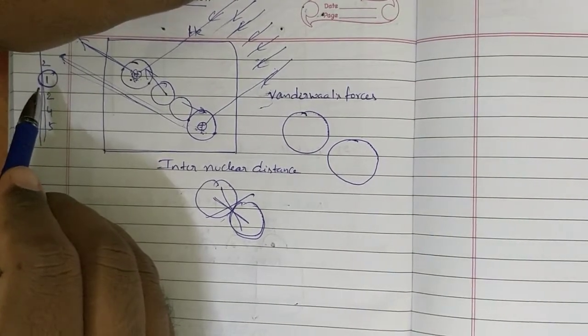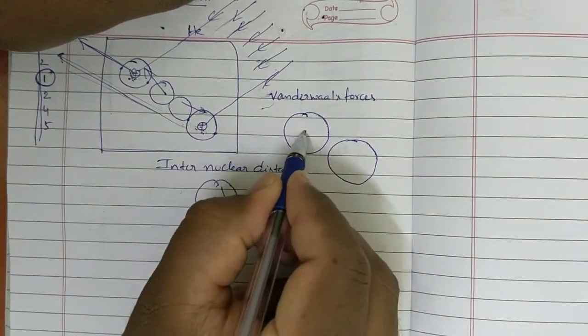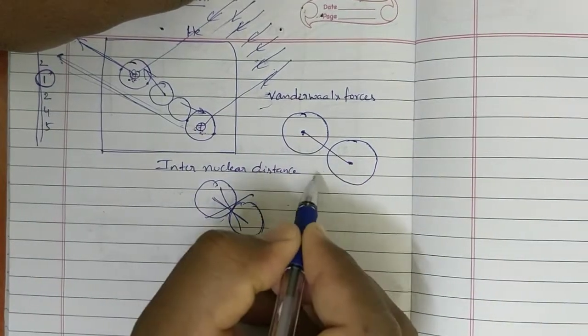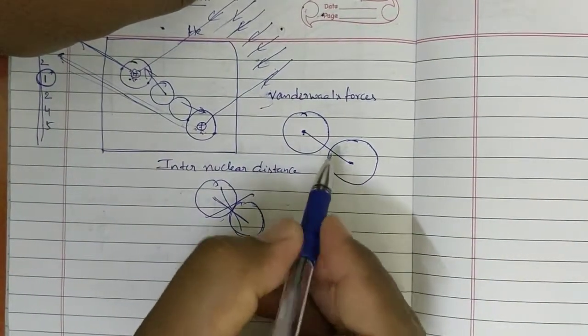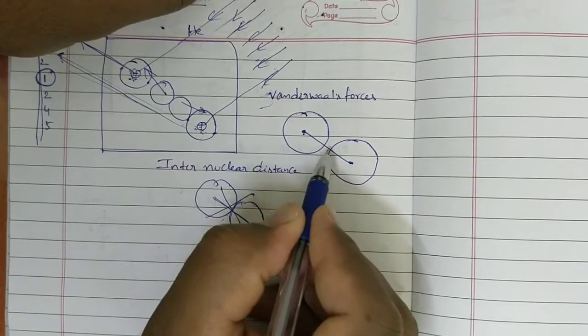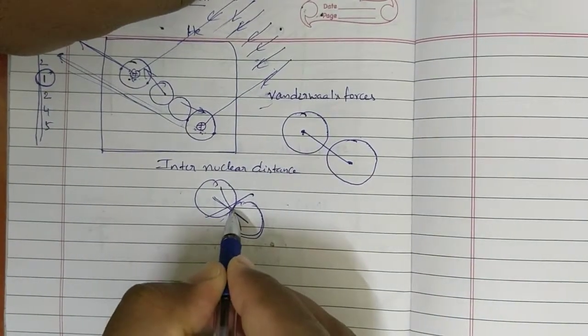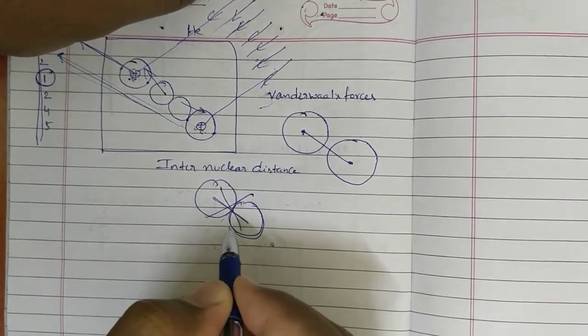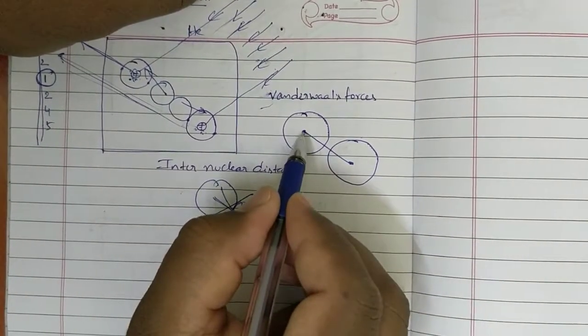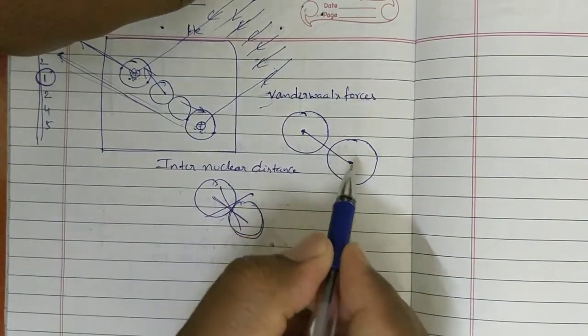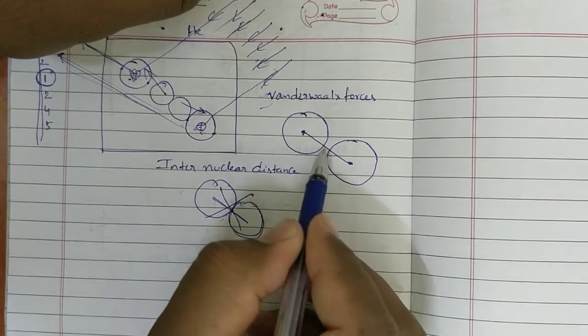That is only taken as internuclear distance. Here, the distance between the nuclei is considered as internuclear distance, but it is slightly greater than the exact value. Is it correct or not? This distance is slightly greater than the exact value because they are a little bit far away from each other.